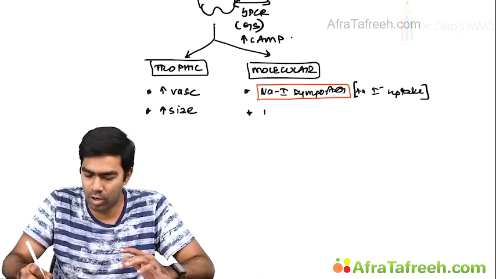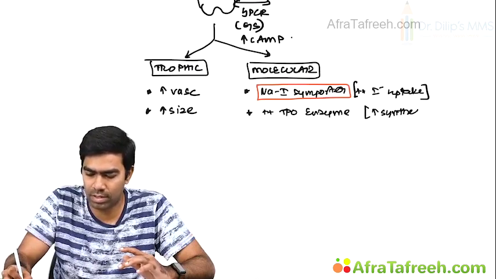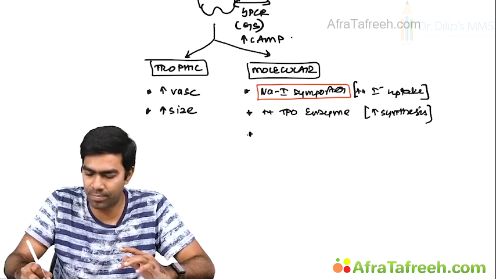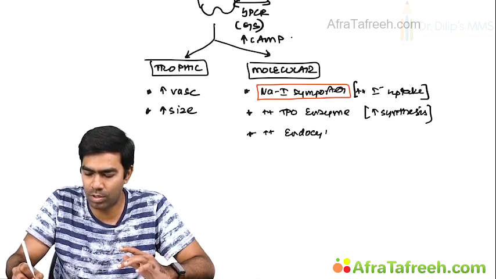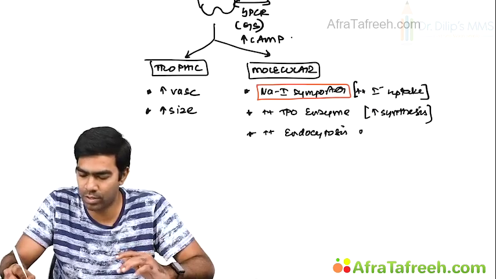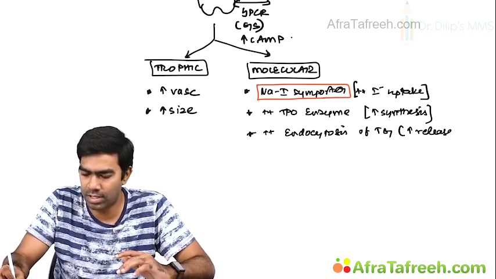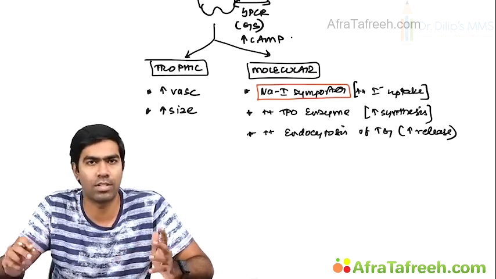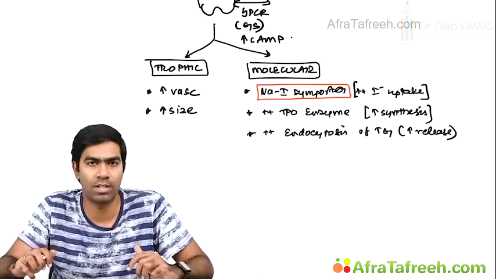Next, it also stimulates the TPO enzyme, which means it increases the synthesis of thyroid hormones. At the same time, it also stimulates endocytosis of thyroglobulin molecules, which means it is also stimulating the release of thyroid hormones as well. So this is the molecular level mechanism of how TSH works and stimulates the gland.